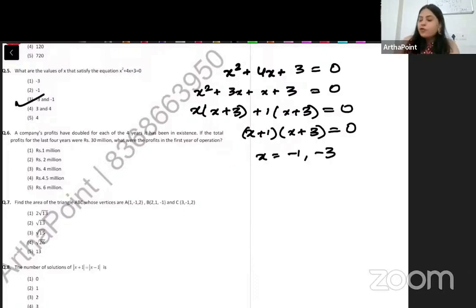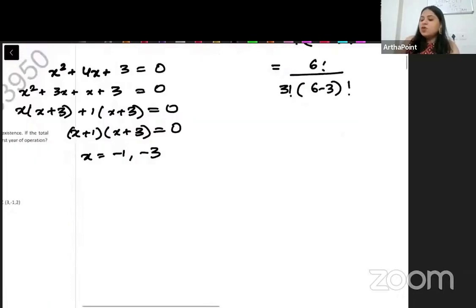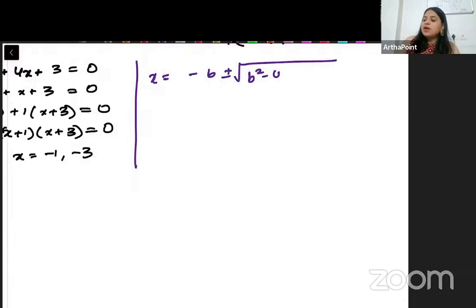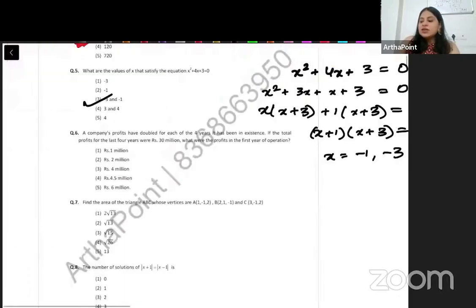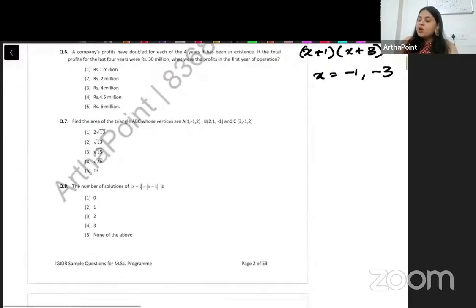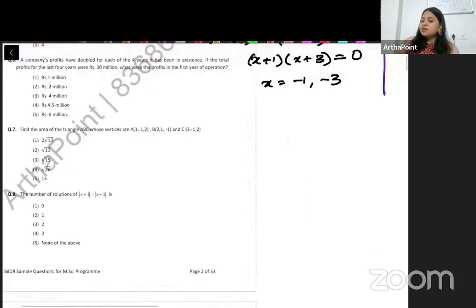You could have gone ahead and done it using the other method also. I am fine with it. So you could have done that x will be minus b plus minus root b square minus 4ac by 2a. If you did it this way, it would also have been fine. Okay, now let's go to the next question, beta.